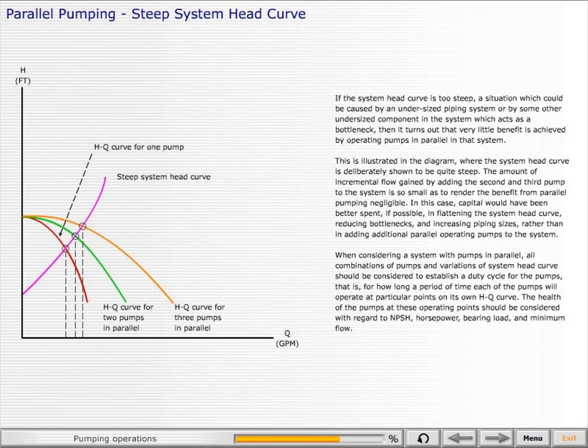If the system head curve is too steep, a situation which could be caused by an undersized piping system or by some other undersized component in the system which acts as a bottleneck, then it turns out that very little benefit is achieved by operating pumps in parallel in that system.